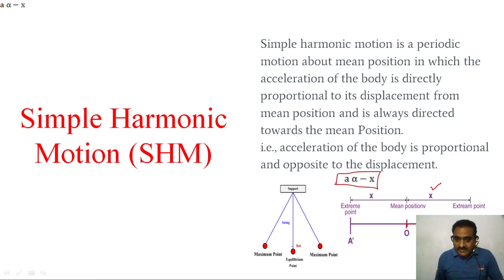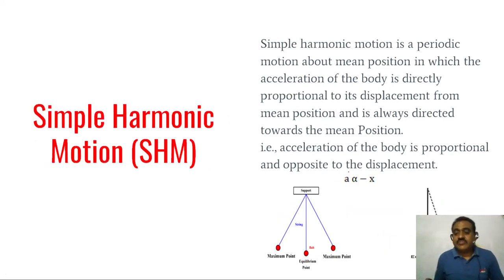In this figure you can observe this is the equilibrium position, and these are the maximum points. From the equilibrium position to the maximum point, this is displacement x. You can observe in this figure that this displacement and this acceleration are opposite to each other. a is directly proportional to x and always directed towards the mean position, that is called simple harmonic motion. You can see this is the simple harmonic motion oscillation on the screen.